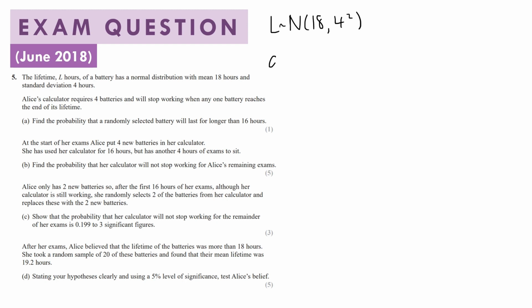So here we're simply being asked to find the probability that L is greater than 16. And so using your calculator, so menu, distribution, and then we're going to normal CD. Our lower will be 16, our upper will be a large value, so something like 1000, and our standard deviation will be 4, and the mean 18. And that gives us our probability of 0.6915 to 4 decimal places.